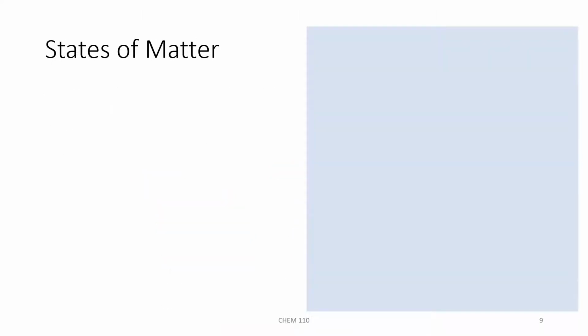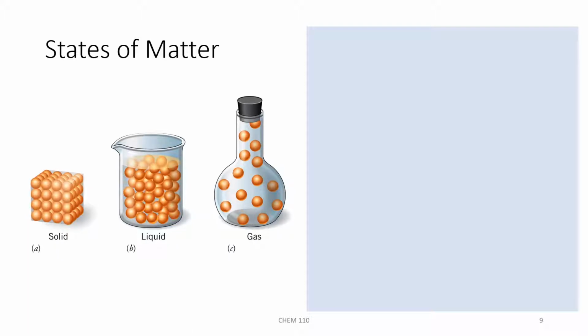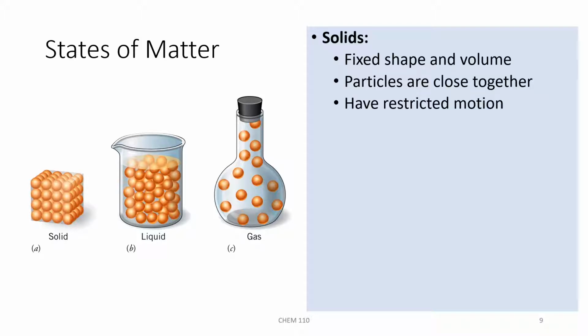In this class, there are 3 different states of matter that we are going to be studying: solids, liquids, and gases. Solids have a fixed shape and a fixed volume. As you can see, the particles in a solid are very close together with little wiggle room between them, so they have very restricted motion.